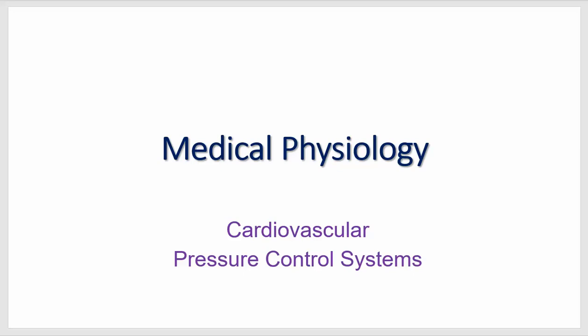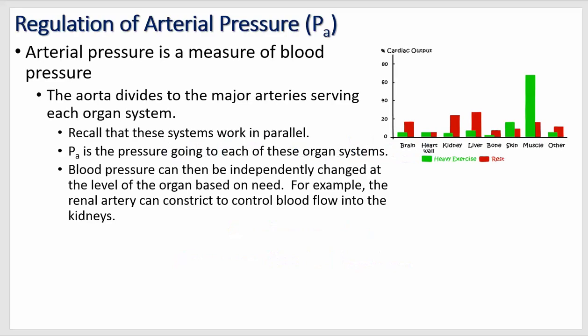So we're talking about cardiovascular pressure control systems, which sounds very fancy, but it is a way to talk about how blood pressure is controlled, regulated, changed in the body, and what causes that. So we're talking about regulation of arterial pressure, which is really just blood pressure in general, because arterial pressure is where we measure it.